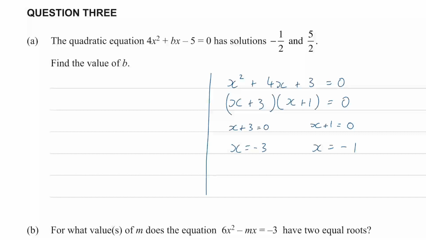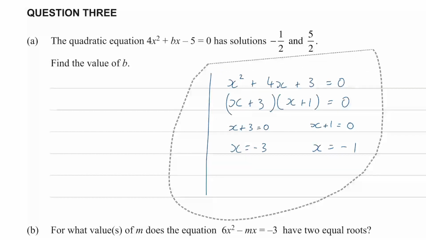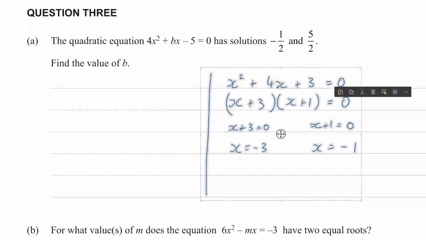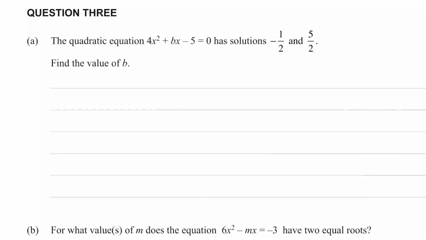So we have our solutions, and in this problem, we're actually going to be going backwards this way. Start with our solutions to go to the quadratic, so we can then find out the value of b. Alright, so if that was enough to get you started, maybe try it yourself, but let's go through it together now.